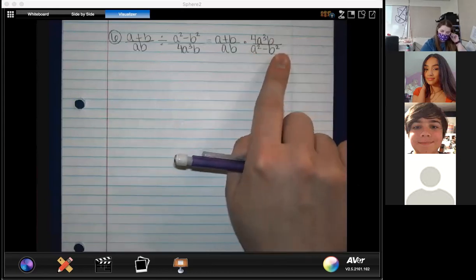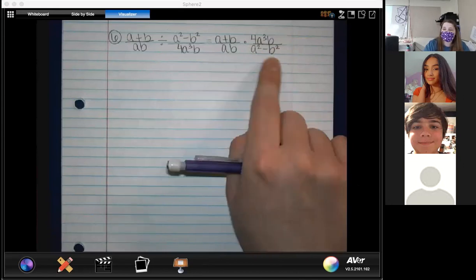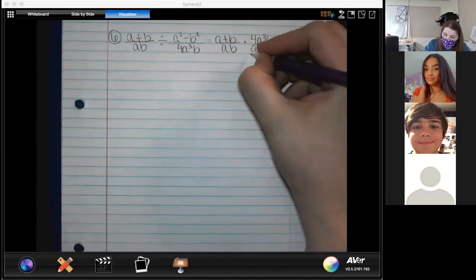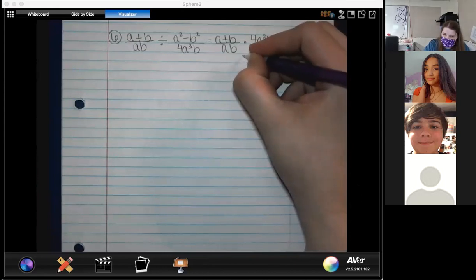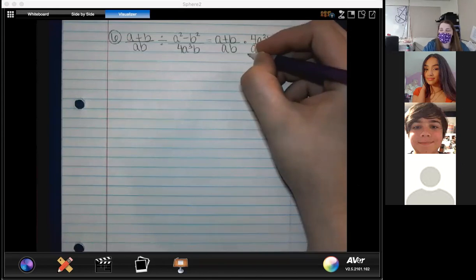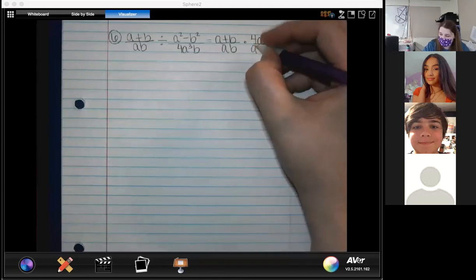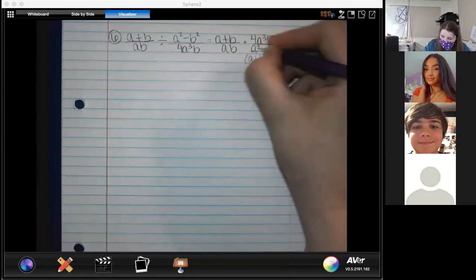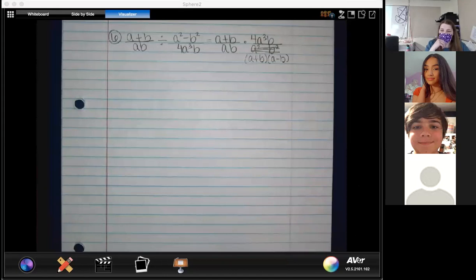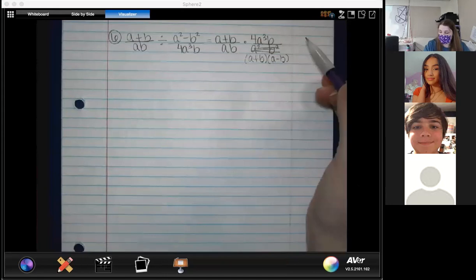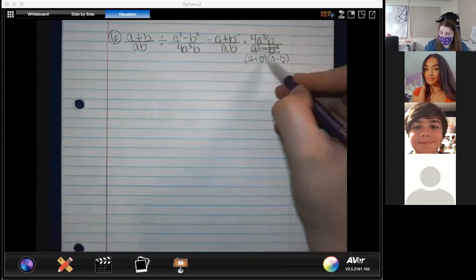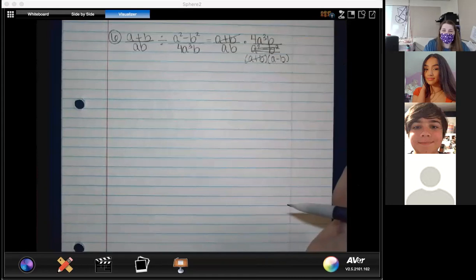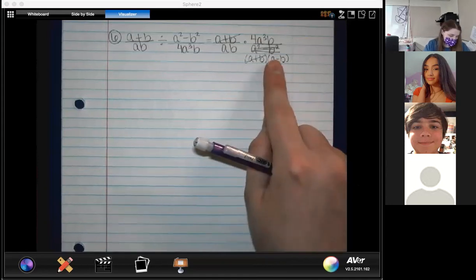What type of factoring is that? Difference of squares. So that would factor to A plus B, A minus B. Now that everything is factored as much as possible, we go through the process of simplifying. So we have A plus B and A plus B. A minus B, there's nothing to simplify with.